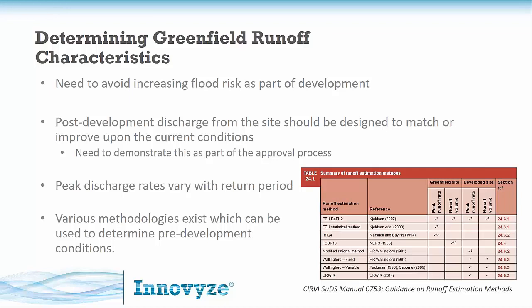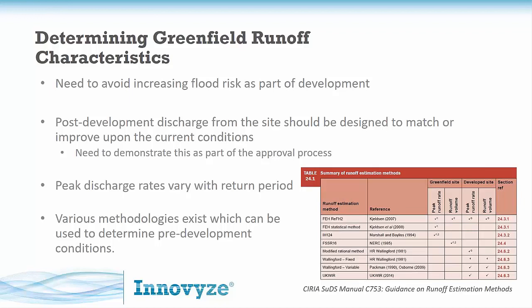It is determining those greenfield runoff characteristics. So Chris has already talked about some of the theory there. We're trying to limit or prevent any increase to flood risk as part of the development. And that means that our post-development discharge characteristics, both in rate and volume, need to be designed to either match or try and improve upon current conditions or our greenfield conditions. It may be that it's not necessarily greenfield, it could be pre-development. So you often hear the pre-development conditions as well.